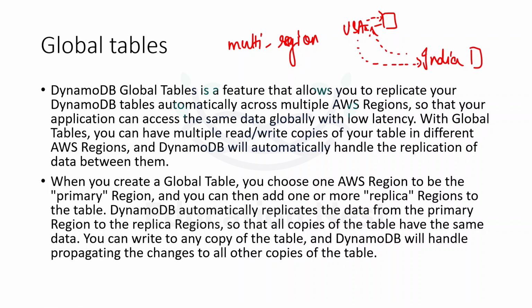You have improved availability. By replicating the data across multiple regions, you can have improved availability of your application by providing failover capabilities in case of a region outage. If one region is going down, you have your database up and running already in your other region. It also simplifies your data management. With global tables, you can manage your data in a single database and have it automatically replicated to multiple regions, reducing the need for complex data synchronization processes because it is being handled in the backend by DynamoDB.